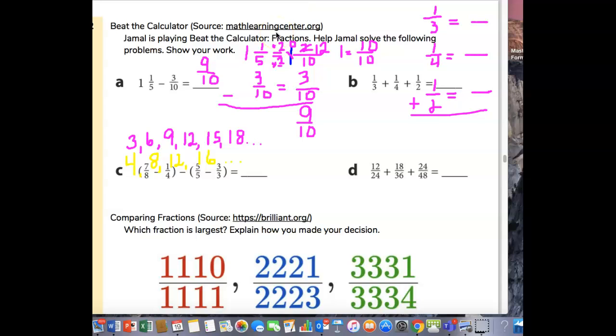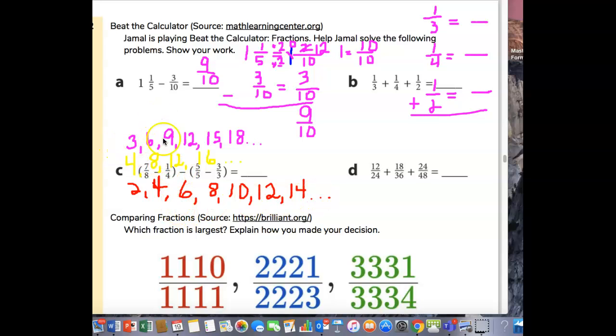All right, and now we're going to do 2. We're going to count by 2s. 2, 4, 6, 8, 10, 12, 14, dot, dot, dot.